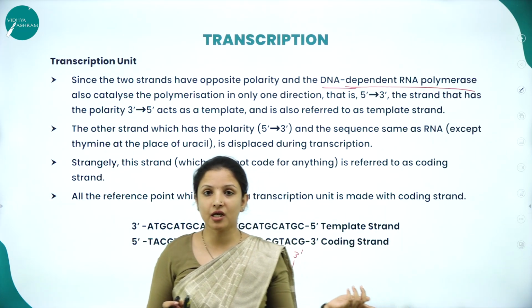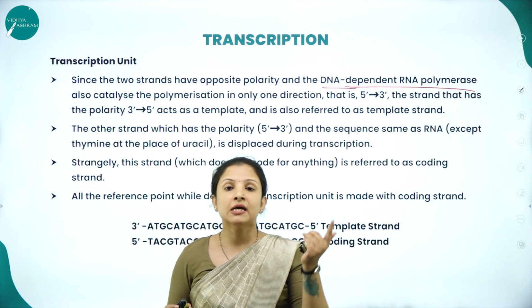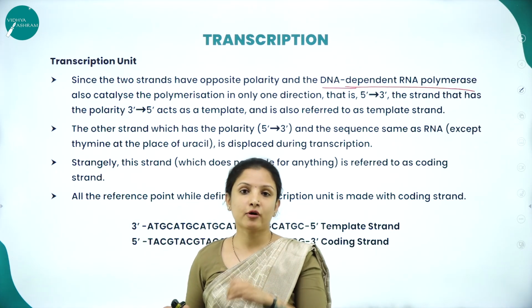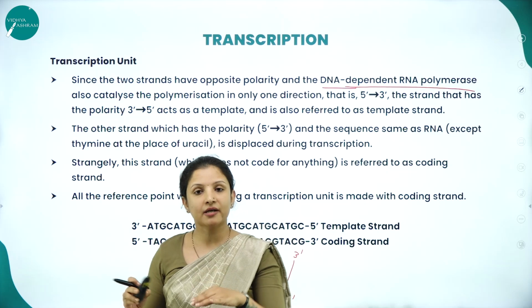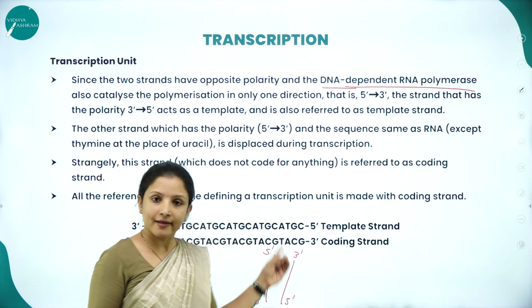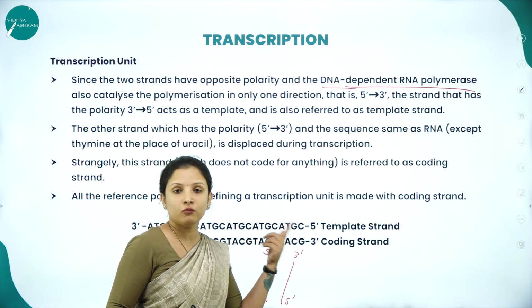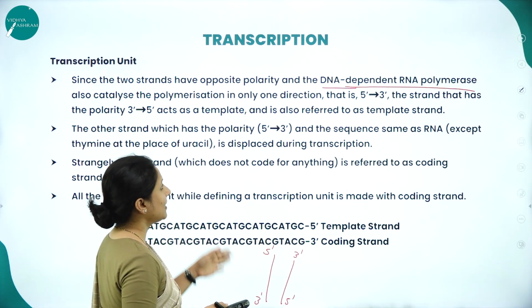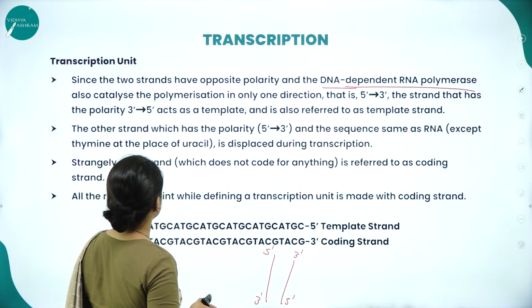But in the case of replication, the enzyme that was involved was the DNA-dependent DNA polymerase enzyme, because a DNA strand is being produced depending on one more DNA strand, right? But here an RNA strand is being produced depending on a DNA strand. So that is why it is a DNA-dependent RNA polymerase enzyme.